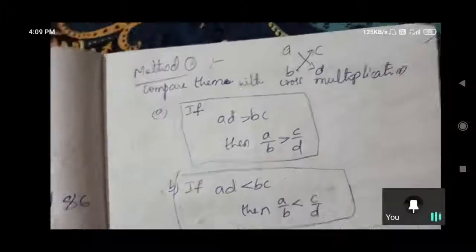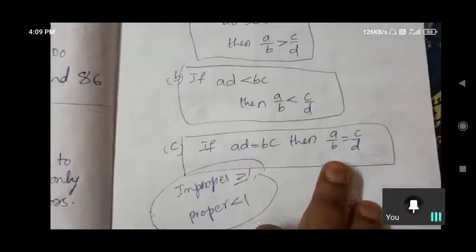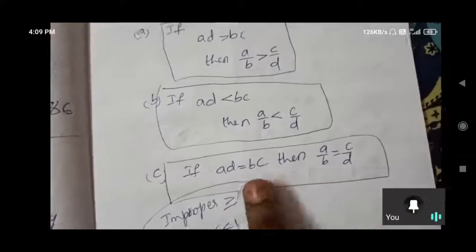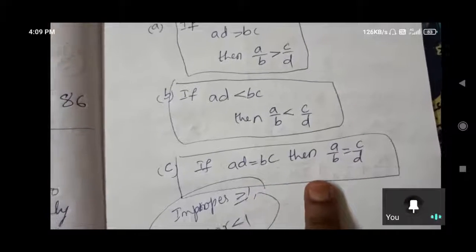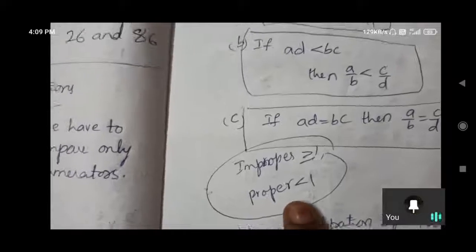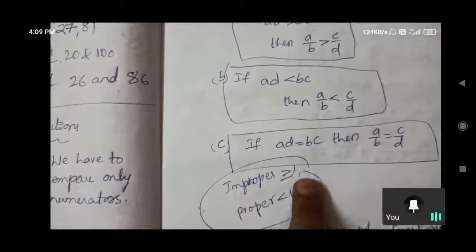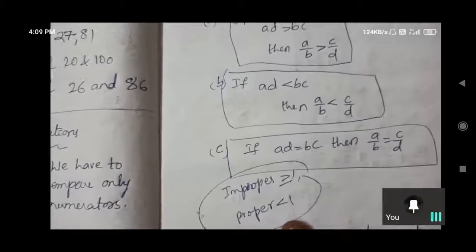So this you should remember. And if both are the same, the two fractions are the same. This point we have understood yesterday only. And one more point I told you: proper fractions are always less than 1, and improper fractions are greater than or equal to 1. Proper fractions are always less than 1.